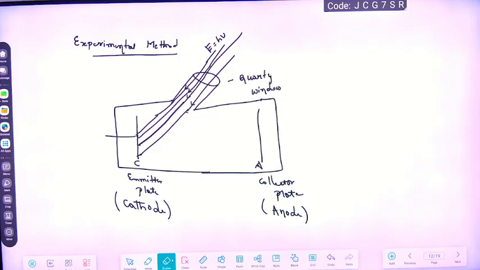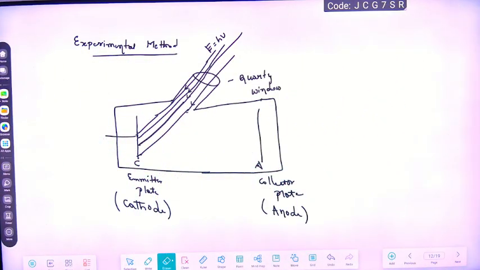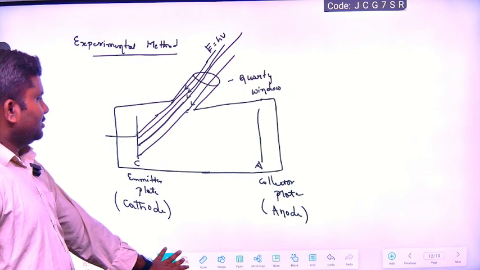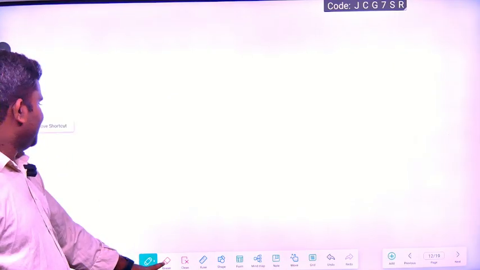Done now. Yeah. Okay. Anode and cathode done now. I will write one neatly actually. Listen here. This is not much neat. Okay. You see?